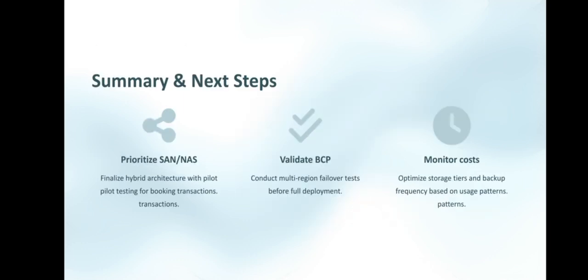Summary and conclusion. Use SAN or NAS. Choose the right type of storage for your system. Test your plan. Do a full test of your backup and recovery plan. Watch your costs. Adjust storage and backups based on how much you use.